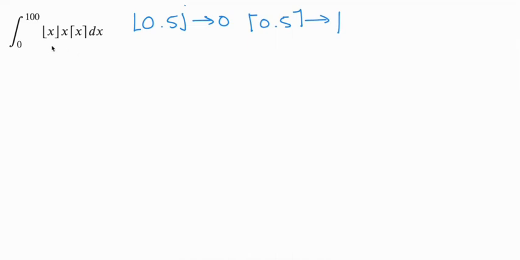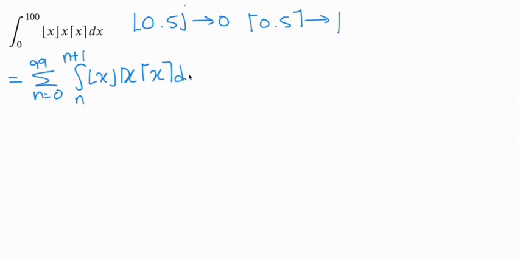So now to solve this integral, I'm going to rewrite it as a summation. I will rewrite this as the sum from n equals 0 to 99 of the integral from n to n plus 1 of the floor of x times the ceiling of x. In other words, I'm rewriting this massive integral into these smaller integrals. Since an integral is the sum of the areas under a curve, this is the sum of those individual areas.